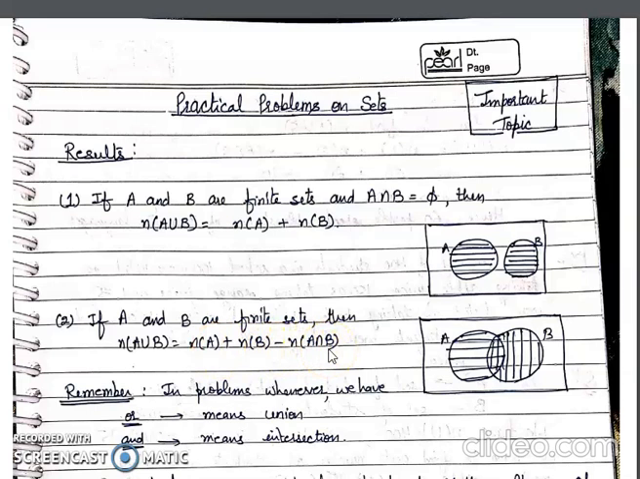Remember, whenever in practical problems we have the word 'or', we consider it as union, and when the word 'and' comes, it means intersection, because A union B means the element belongs to A or to B, and intersection means the element belongs to both.